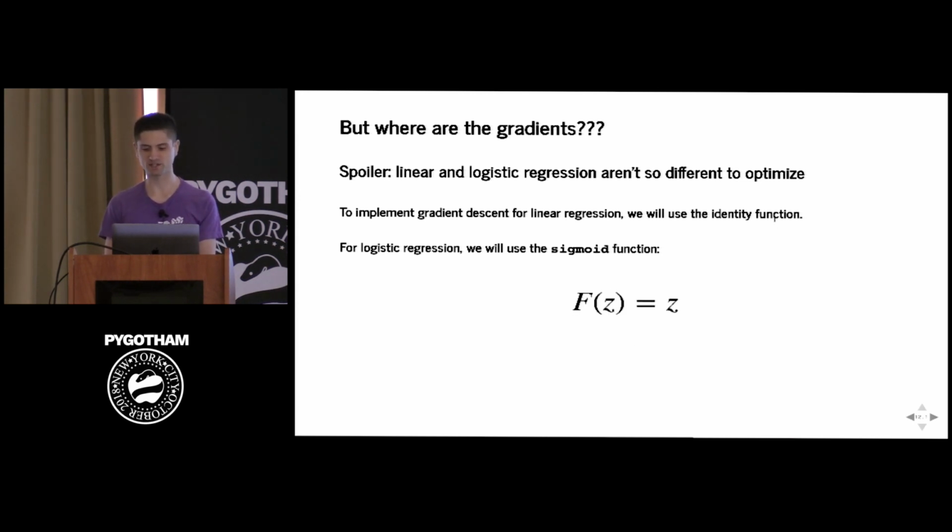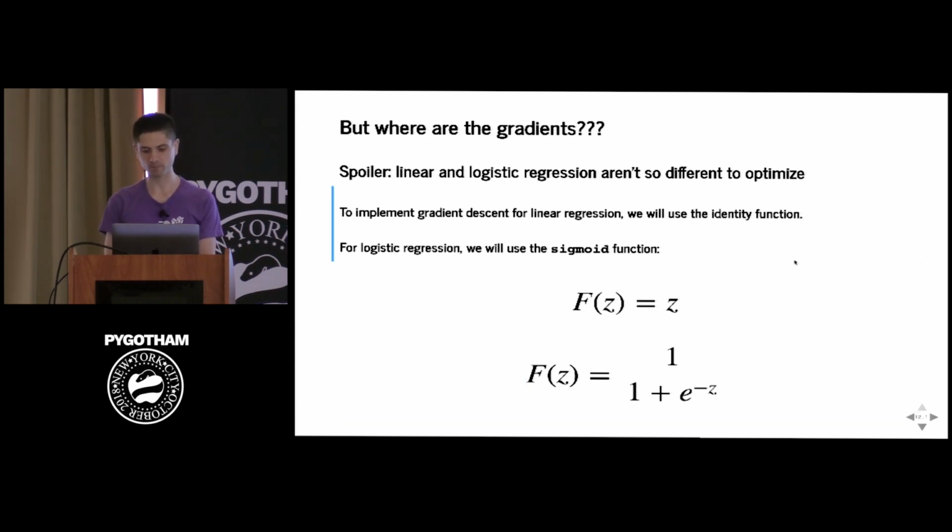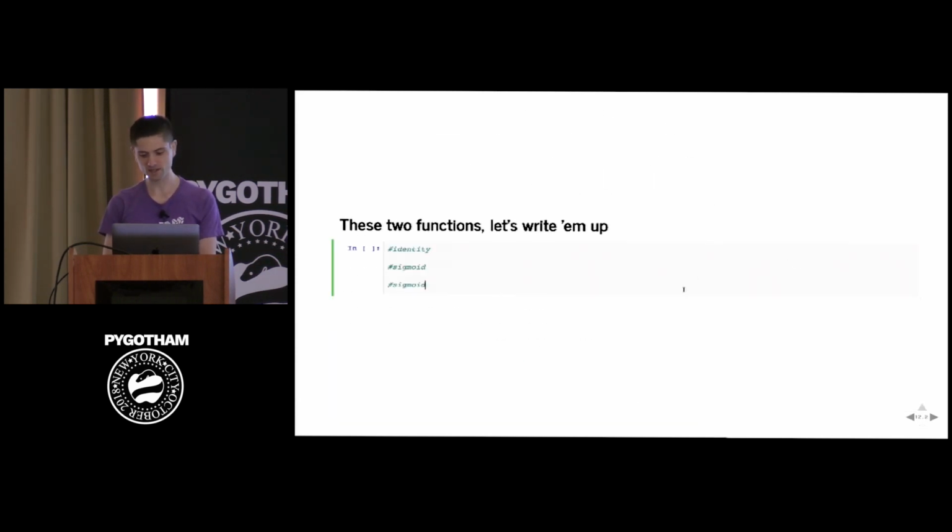So that's the identity function. It really does nothing. It just takes in an input and returns the input. And forgive the LaTeX typo there. There should be a line in the middle. The sigmoid function looks like this. This is the sigmoid curve that you've probably seen before. So let's write them up. The identity function, as we said, really just takes something and returns it. That's pretty boring.